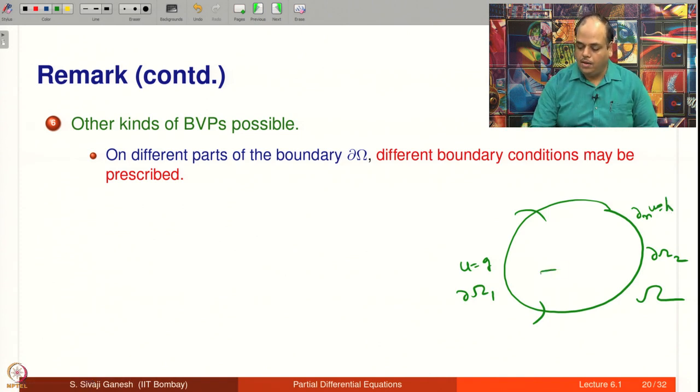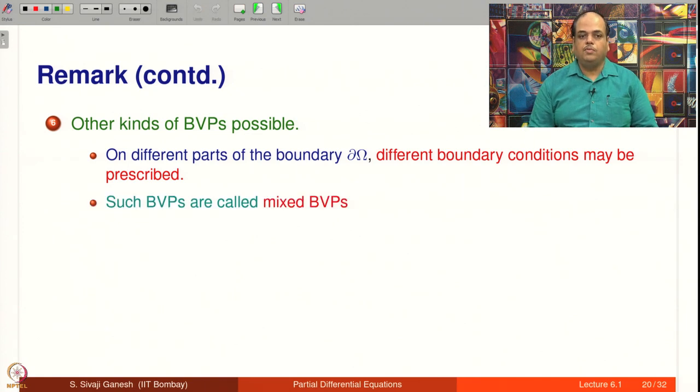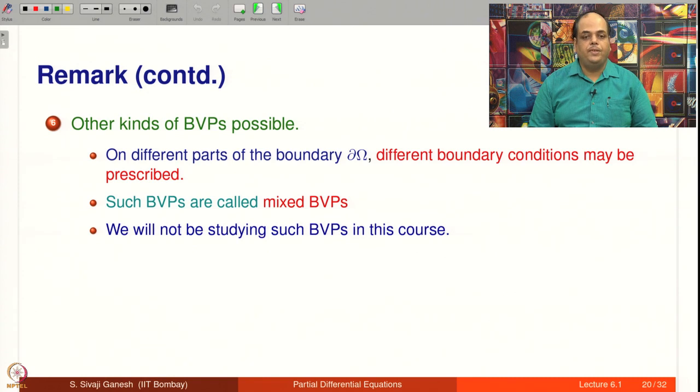I want to solve the Laplacian equation, Laplacian u equal to f in omega, and I ask that on this piece u must be equal to g, that is the Dirichlet boundary condition. On this piece dou n u equal to h, that is a Neumann condition. Such boundary value problems are called mixed boundary value problems. We will not be studying such problems in this course.